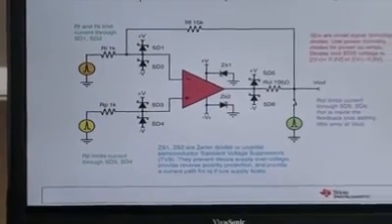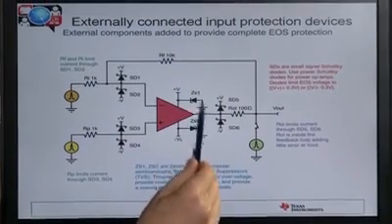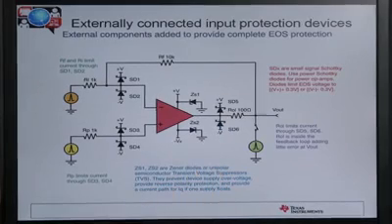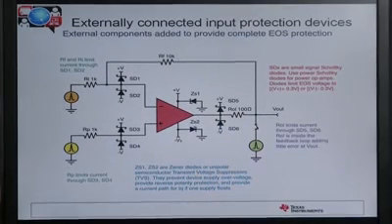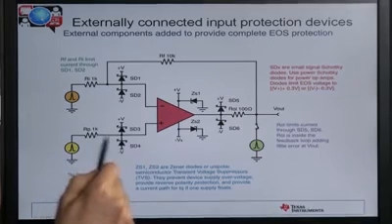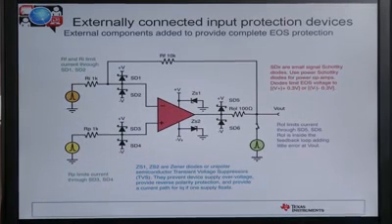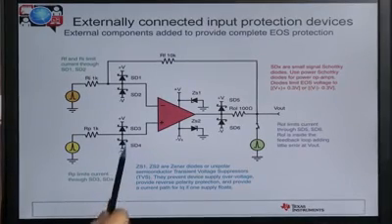This circuit shows complete EOS protection, not only of our supplies, but of the input and the output. And in many cases, this full EOS protection wouldn't be required in our circuit. Here I show the simple input resistor to limit the current. We can also add Schottky diodes or signal diodes to the input.